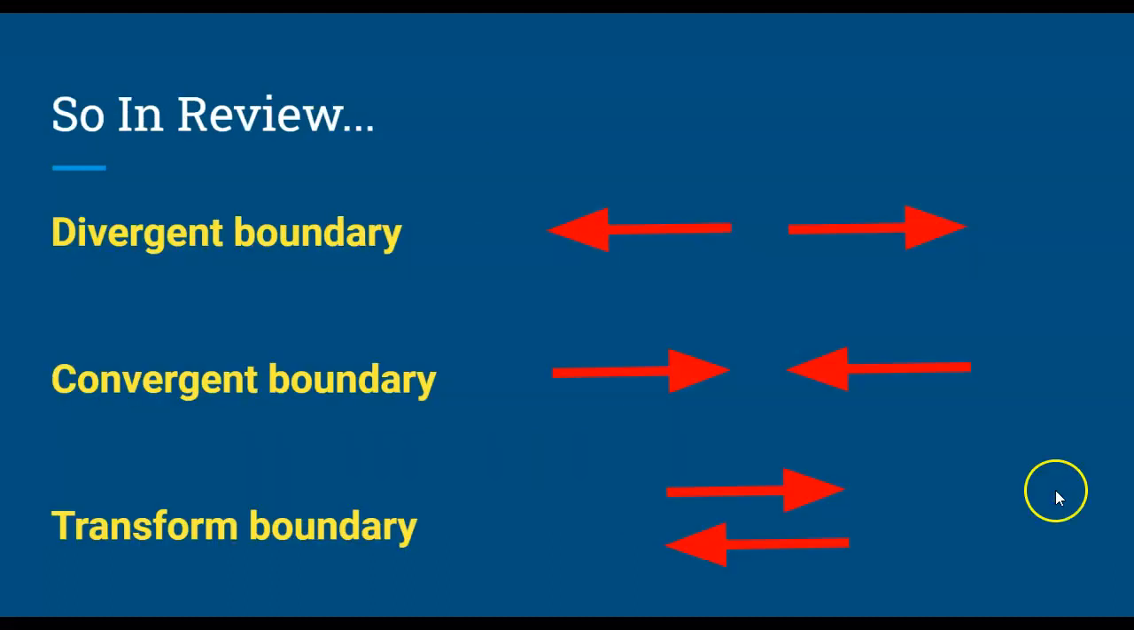So in review, we have divergent boundaries that are moving apart. We have convergent boundaries that are coming together or converging. And we have a transform boundary where they are sliding past each other. And those are your notes for Topic 4, Lesson 2, Plate Tectonics and Earth's Surface for Earth Science.